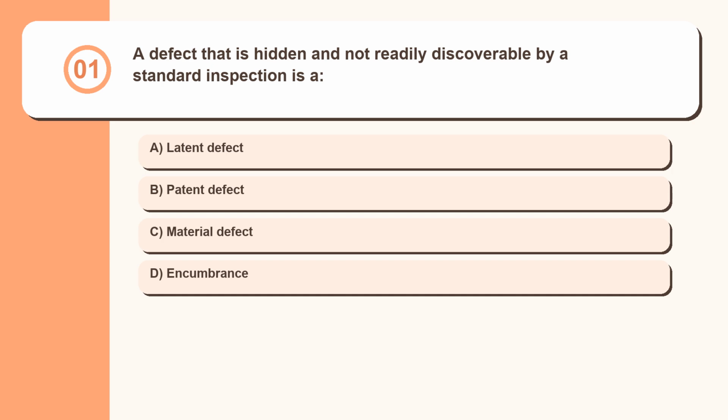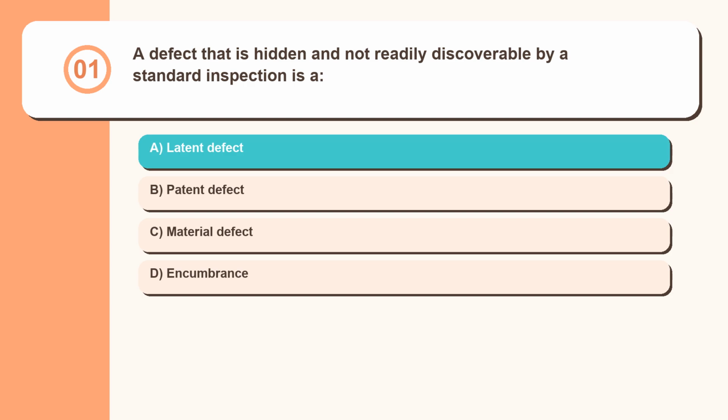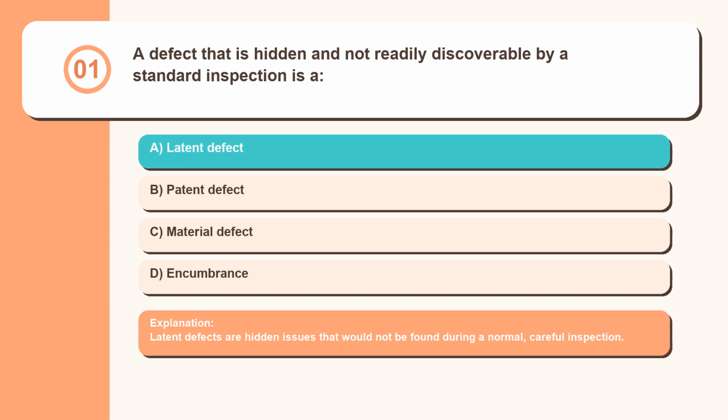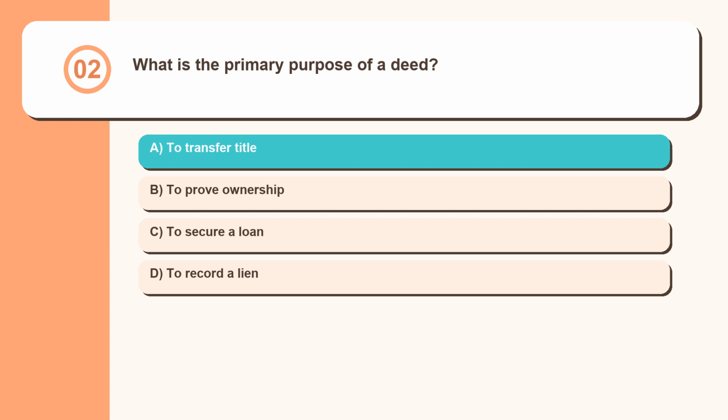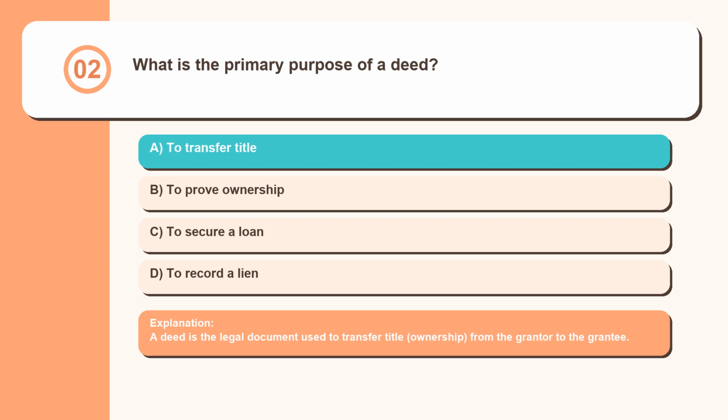Question 1. A defect that is hidden and not readily discoverable by a standard inspection is a latent defect, patent defect, material defect, encumbrance. Latent defects are hidden issues that would not be found during a normal, careful inspection. Question 2. What is the primary purpose of a deed? To transfer title, to prove ownership, to secure a loan, to record a lien. A deed is the legal document used to transfer title, ownership, from the grantor to the grantee.